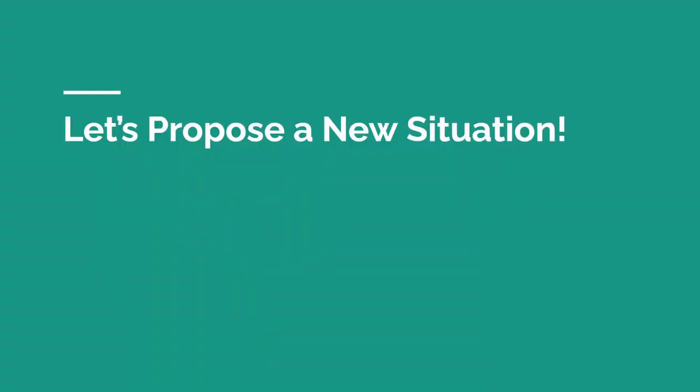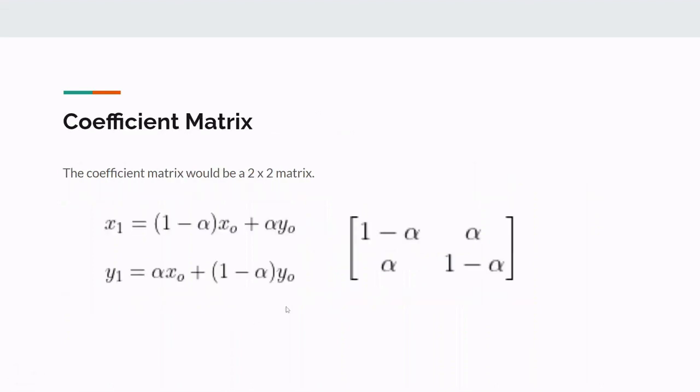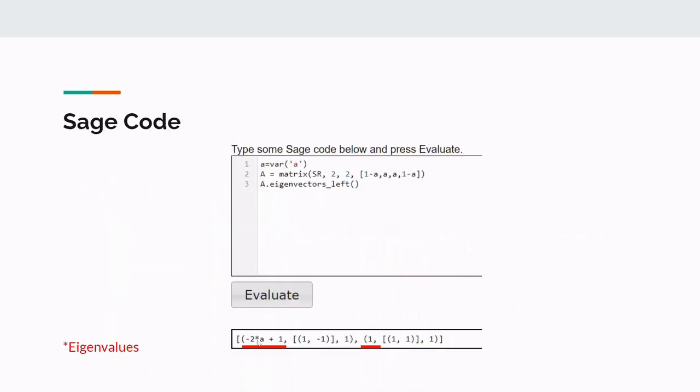Let's propose a new model using the same policy equations from before. In this case, we'll be looking at a 1 versus 1, specifically between America and Russia. If we employ the same model used before, we get equations such as this, where delta x and delta y are the arms expenditures of America and Russia. Here is the system of equations including their coefficients, and here is the coefficient matrix. The SAGE code tells us that there will be a 1 minus 2 alpha, which we have seen before, and a 1 term.